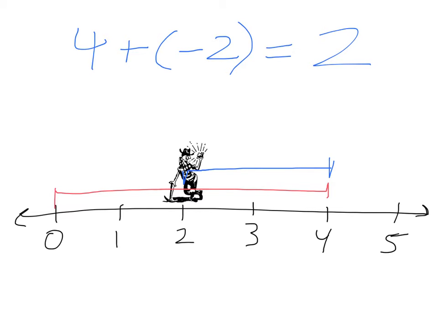Now, if you think about that, I wonder if there had been another way I could have done that instead of walking forward and walking backwards. And the answer is, well, I could have subtracted 4 and the 2 and also gotten 2. Let's look at one more problem.